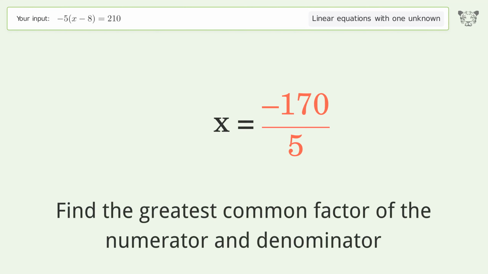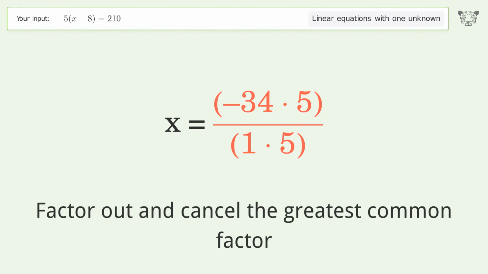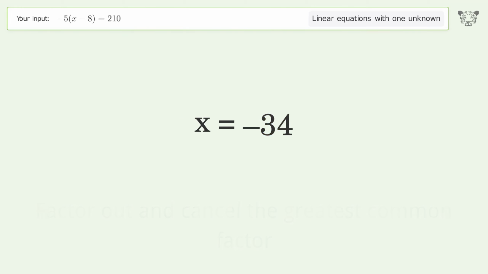Find the greatest common factor of the numerator and denominator. Factor out and cancel the greatest common factor. And so the final result is x equals -34.